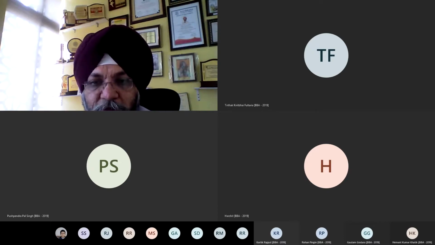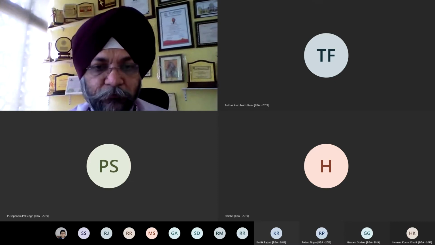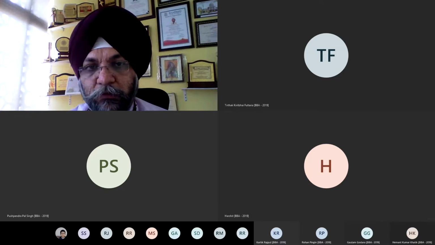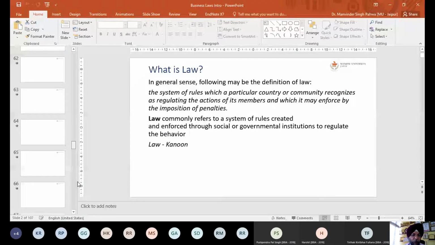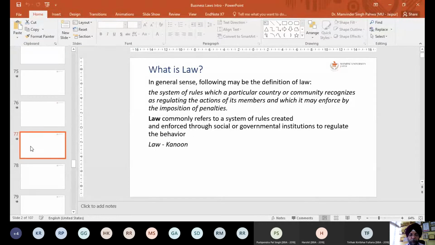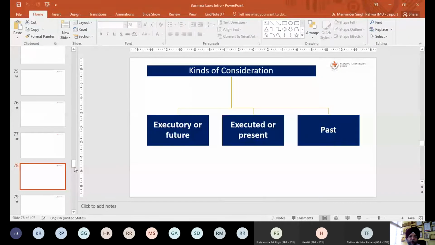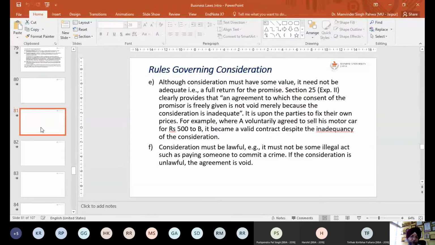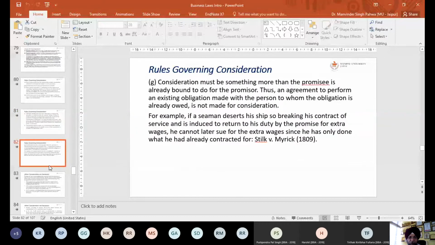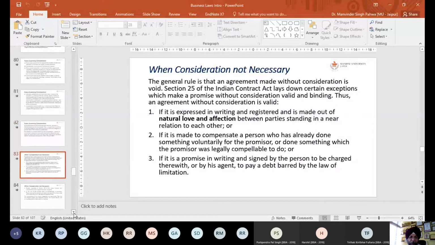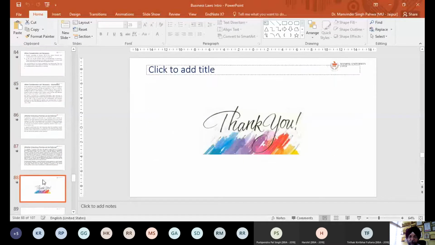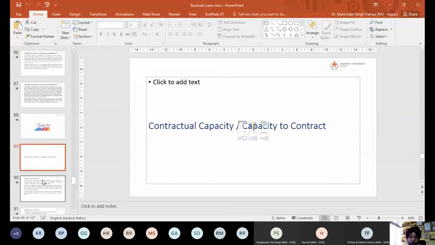Okay, just let me start the class without wasting much time. So today's topic, what we will be going to study is free consent. Okay, sorry, not free consent. This will be your capacity to contract. Free consent will come afterwards. So today we will be going with capacity to contract, or you can say contractual capacity. Okay. The speed over here in the university is a little bit less.